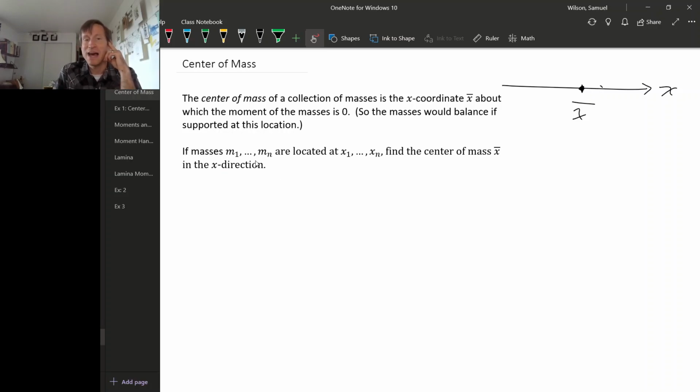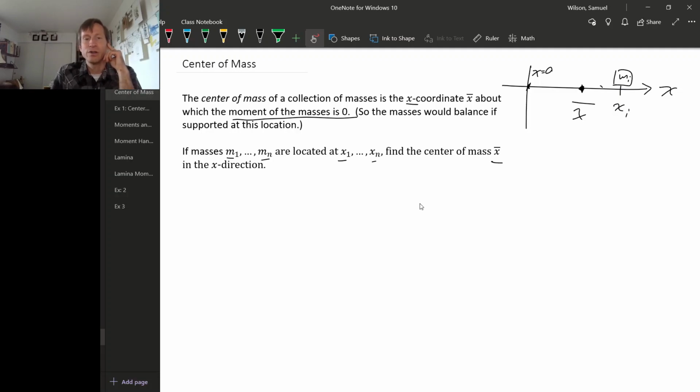So let's suppose that we have masses 1 through n that are located at positions 1 through n. Let's find the center of mass along the x direction. So the only thing we know about the center of mass is that it's the x-coordinate about which the moment of the masses is 0. So let's write down what this says. If x equals 0 is right here, say, we have a bunch of masses, all at different positions.